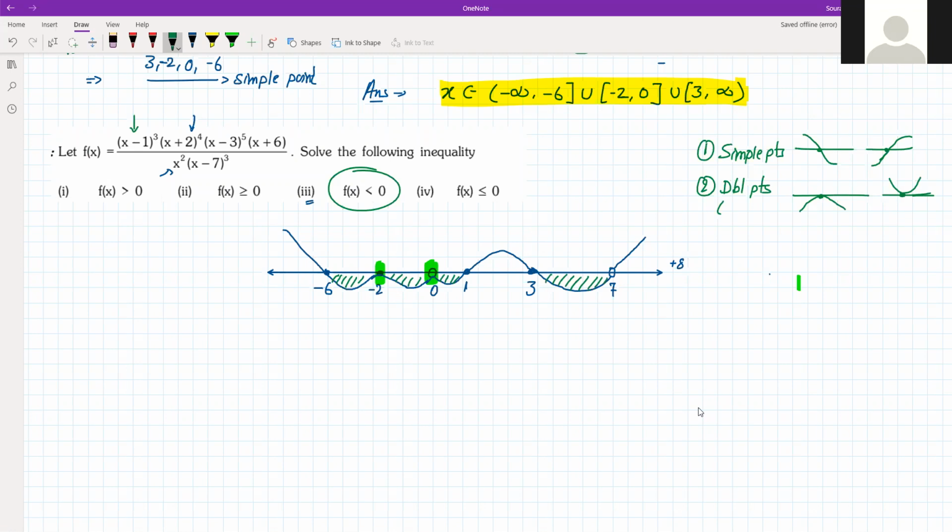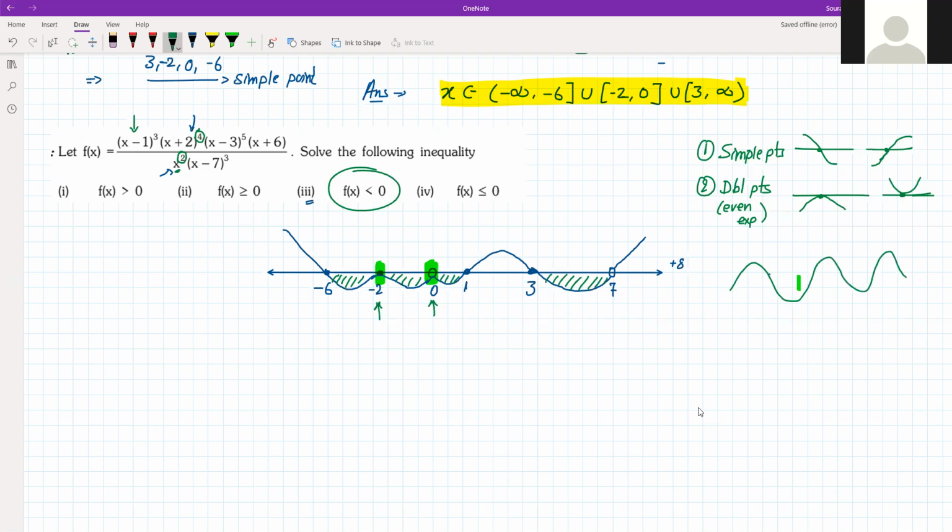Now, how to identify double points? Double points will have even exponents. Now, how many points are having even exponents here? This is even exponent, two, and this is even exponent, that is -2 and 0. So this -2 and this 0 are our even exponents. Correct? The method is called wavy curve method because the curve comes like a wave.